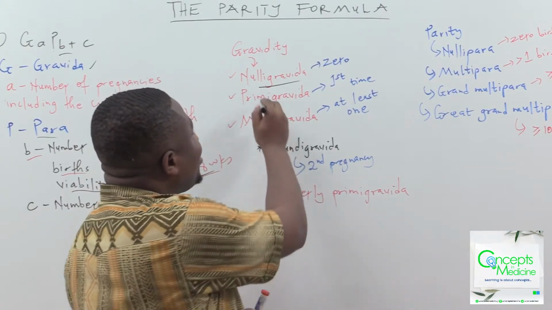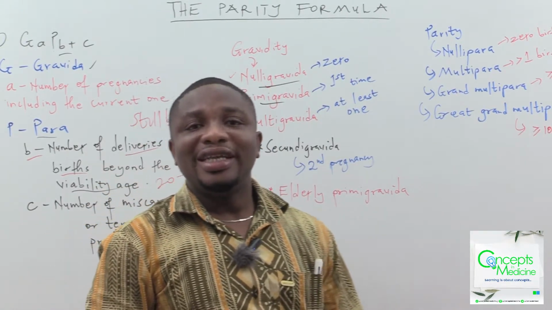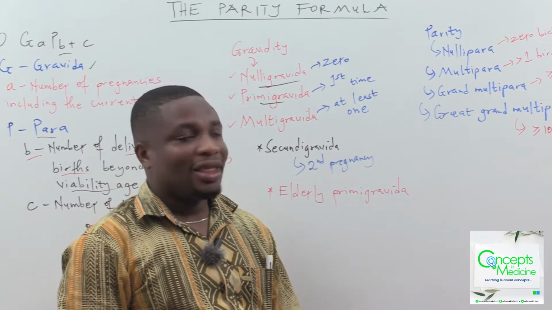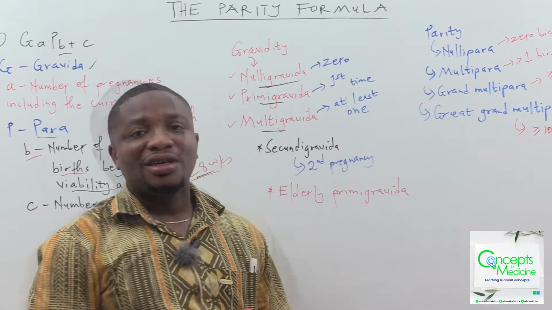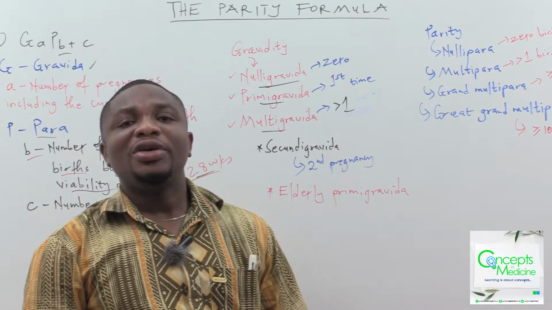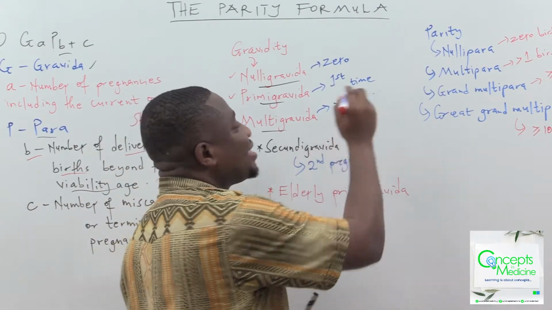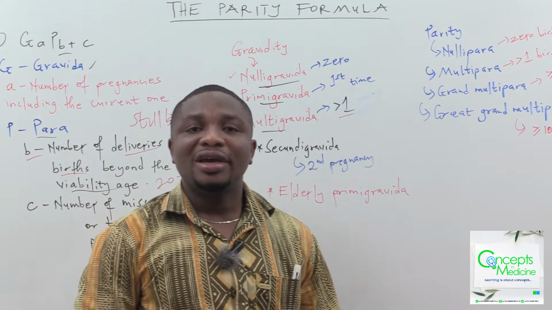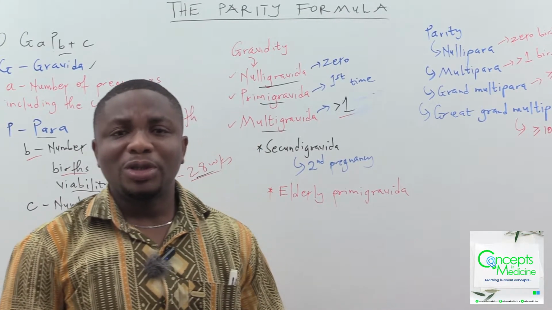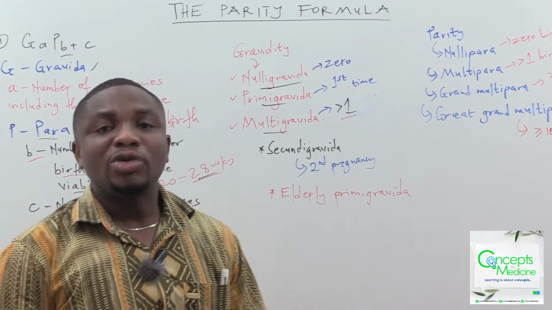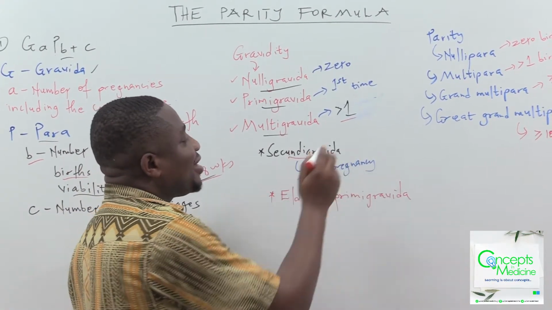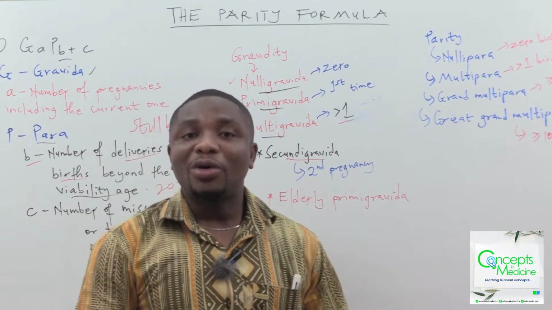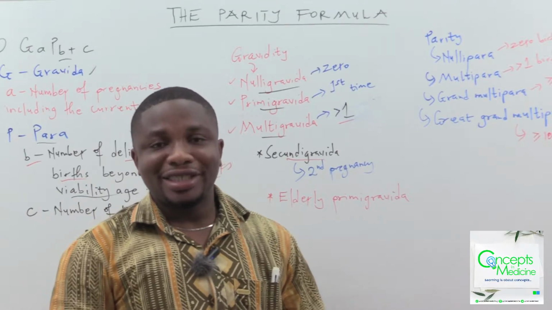The next one is primigravida. It means this is your first pregnancy. You are pregnant for the first time. Then we have multigravida. Multigravida simply means you have been pregnant more than once. Then we have a special terminology under the multigravida. We call it the secundigravida. For the secundigravida, it simply means you are pregnant for the second time. In other words, this is your second pregnancy.